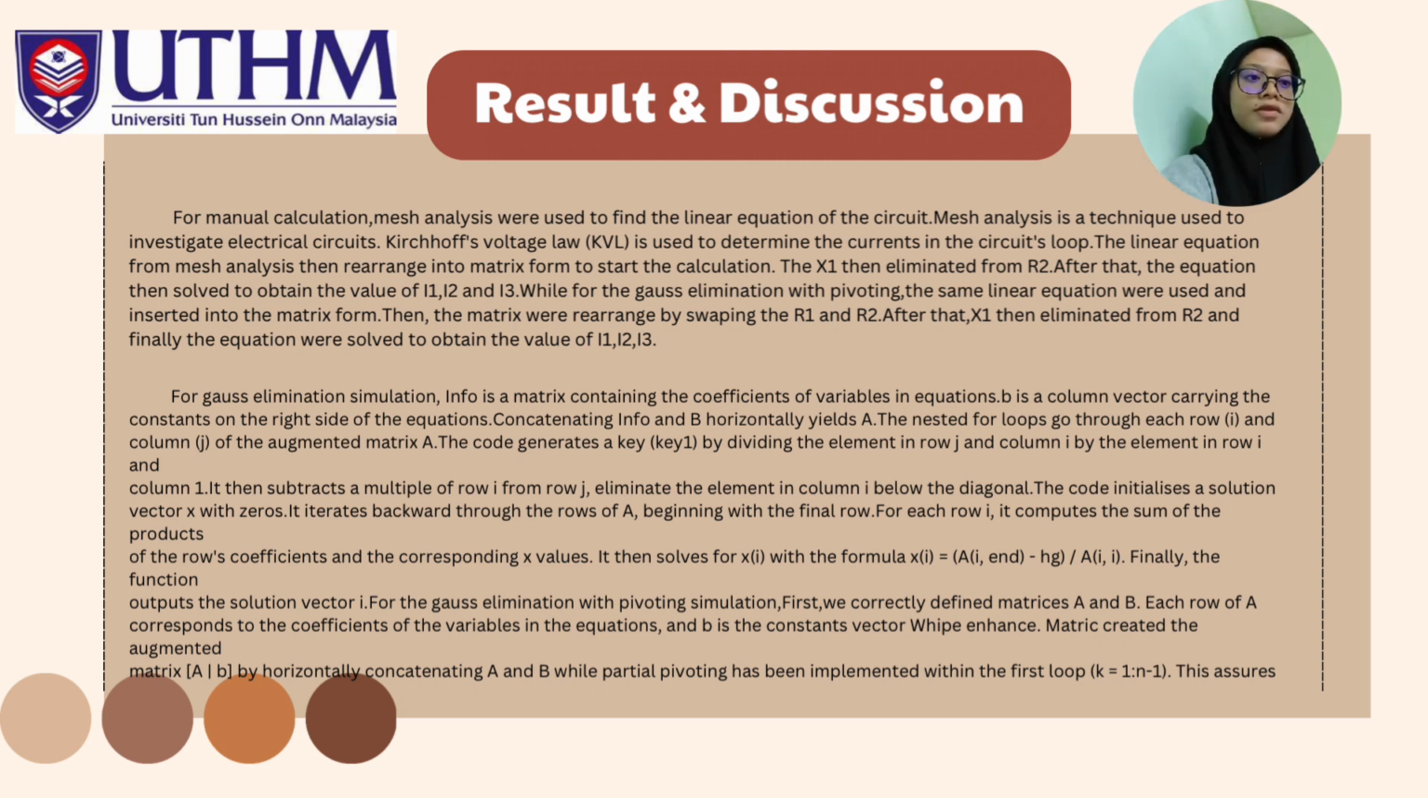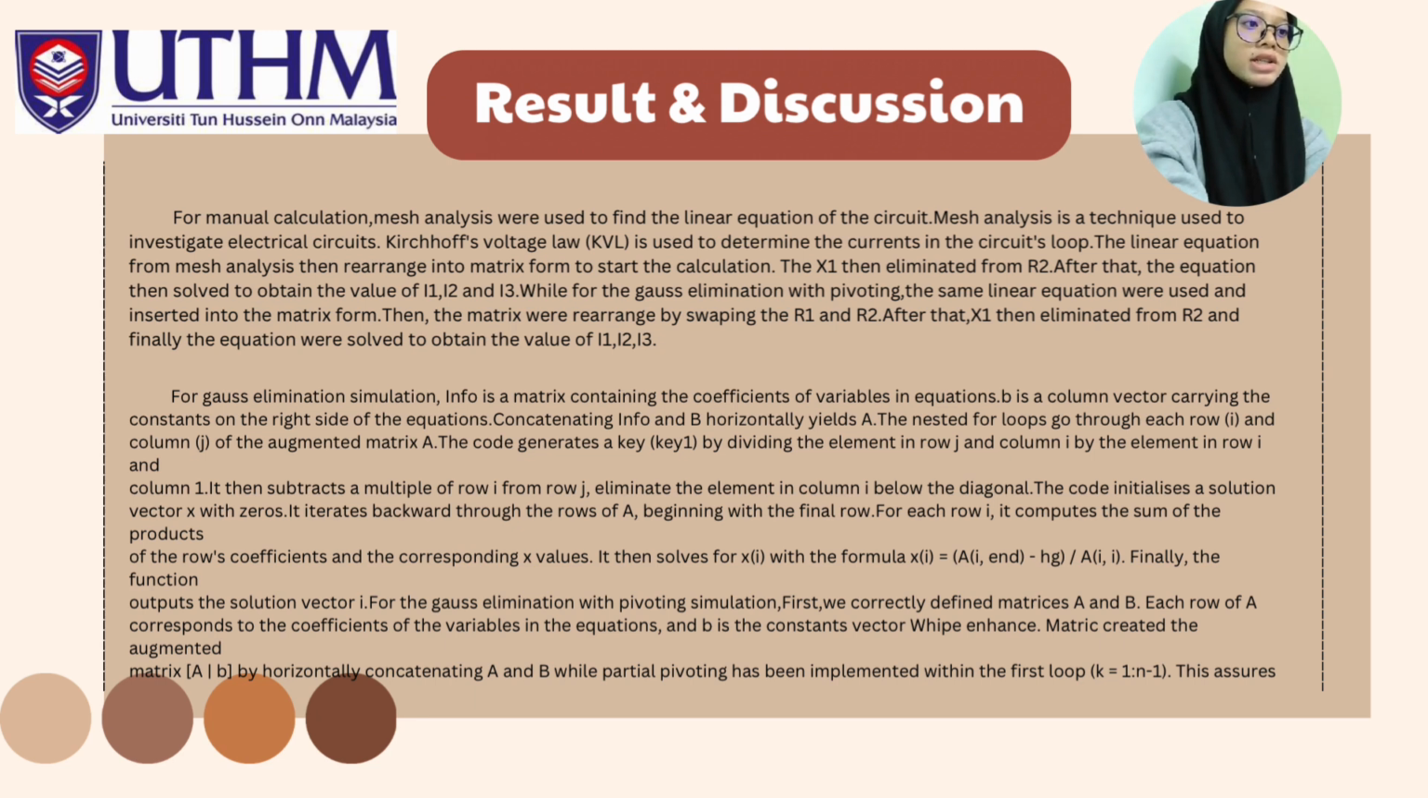and I3. For Gauss elimination simulation, A is the matrix containing the coefficients of the variables in the equations. B is the column vector carrying the constants on the right side of the equations. Concatenating A and B horizontally yields the augmented matrix A. The nested for loop goes through each row I and column J of the augmented matrix A.